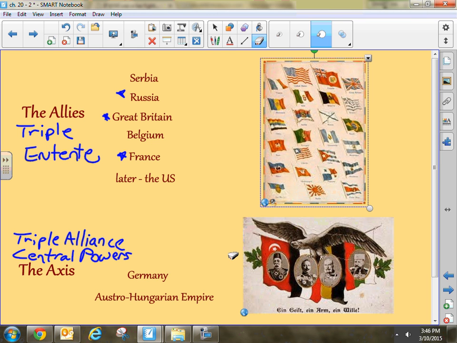But the two sides are the Allies, the Triple Entente, with Serbia, Russia, Great Britain, Belgium, France, and later on, near the end of the war, the United States. The Axis, or the Triple Alliance, or Central Powers, are Germany and the Austro-Hungarian Empire. So it's this group against this group.